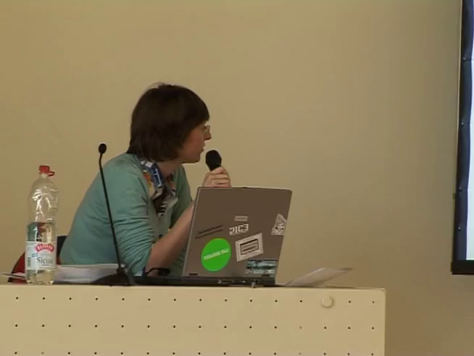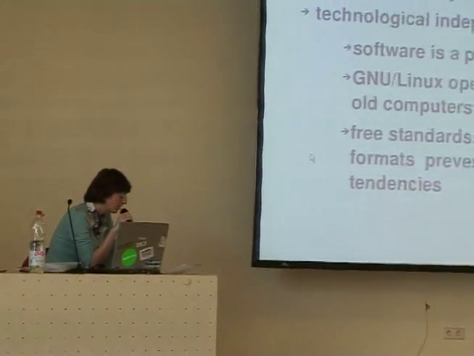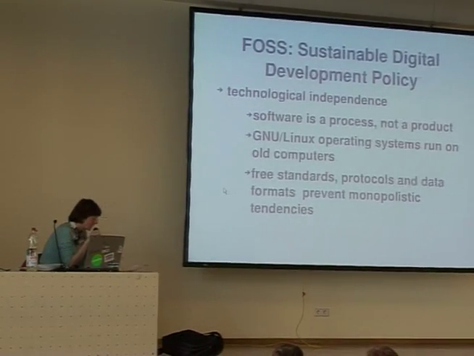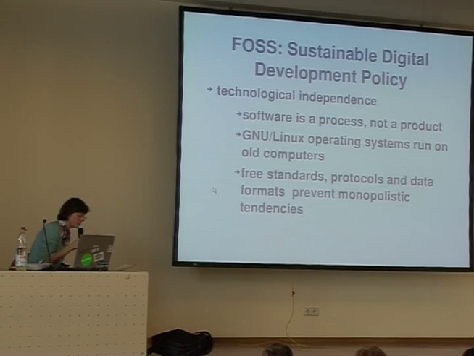Okay, so in this whole complex of technological independence, free standards, protocols, and data formats are very important, because if you have openness, you have competition, which prevents monopolistic tendencies, and that's good because then you have options and choices. Because monopolies always equal dependencies, and that is actually what the poor countries are trying to get rid of.